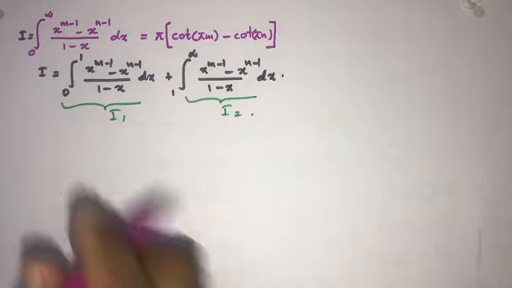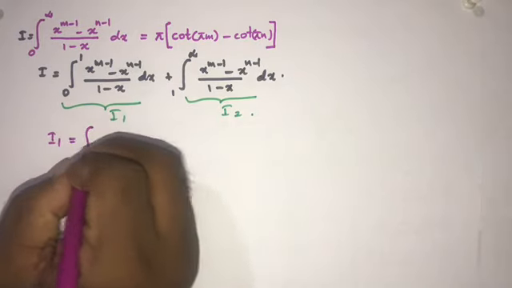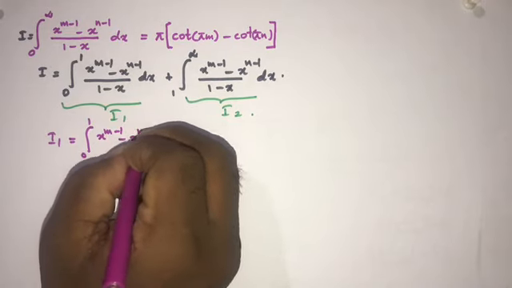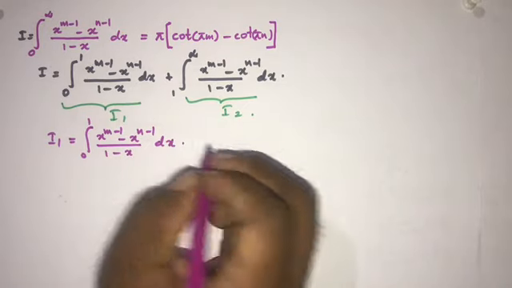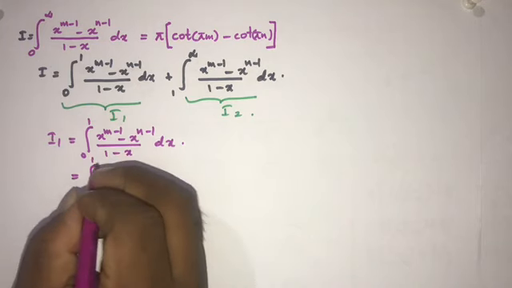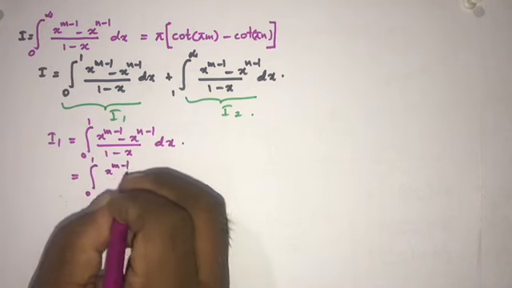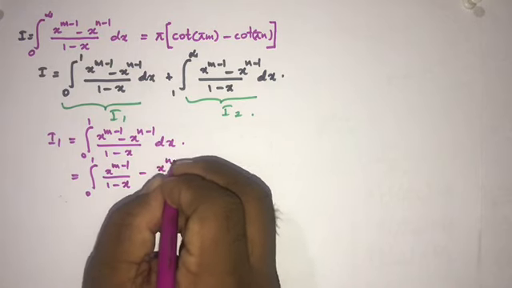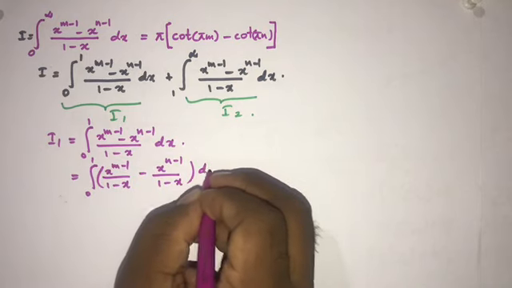Now if we take I1, so I1 is equal to the integral from 0 to 1 of (x^(m-1) - x^(n-1)) over (1 - x) dx. Now we can write this as the integral from 0 to 1, dividing by 1 - x, of x^(m-1) over (1 - x) minus x^(n-1) over (1 - x) dx.